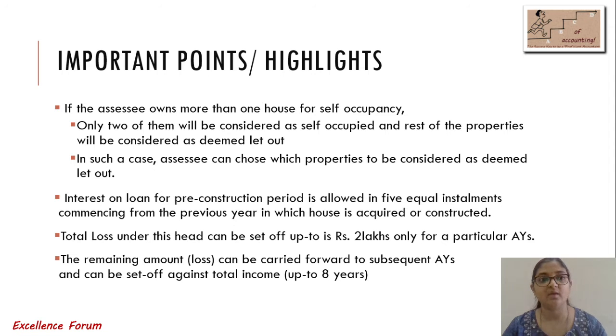Next is important: if the assessee owns more than one house property for self-occupancy, then a maximum of two of such properties can be considered as self-occupied, and the rest of the properties have to be considered as deemed let out, and deemed rental income has to be taken into consideration. Of course, in such a case, the assessee can choose which properties he wants to consider as deemed let out.